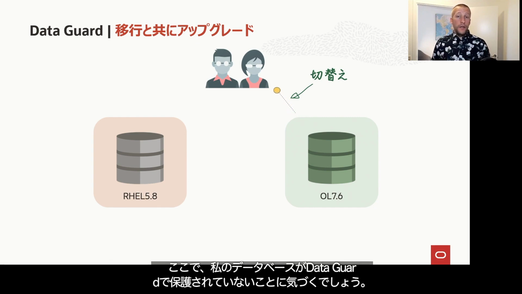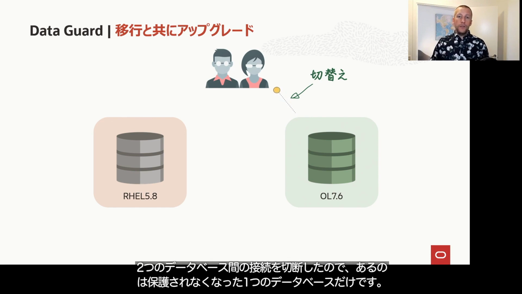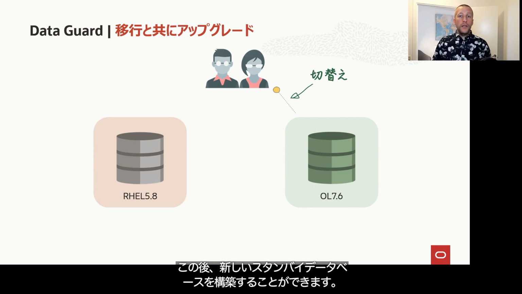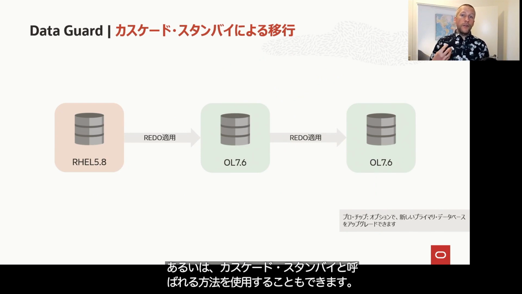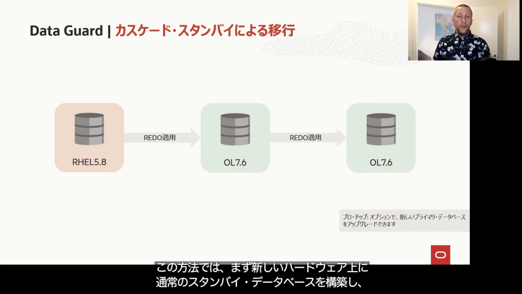You will notice here that my database is no longer protected by DataGuard. Since we have cut the connection between the two databases, we only have one database that is not protected anymore. You can then build a new standby database, or if you prefer, you can use what we call cascading standbys. To use this approach, you build first a regular standby database on your new hardware.